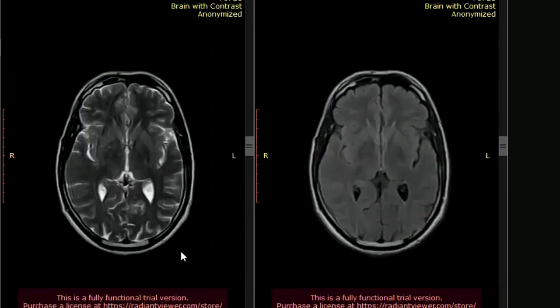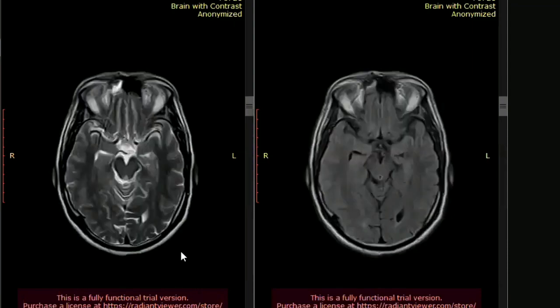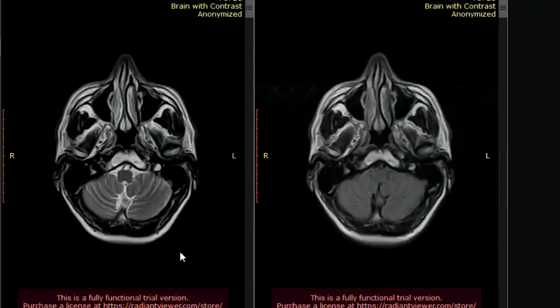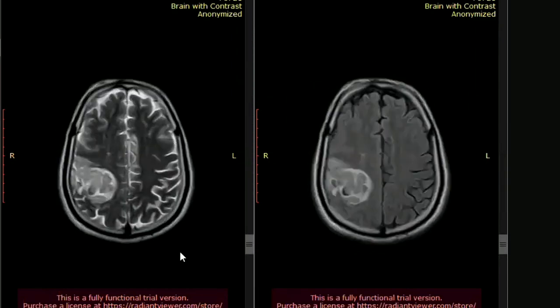These are the selected images of the CT brain and MRI brain axial window, showing T2, STIR and FLAIR images. I can appreciate a well-defined, slightly lobulated, hyperintense signal area with slightly peripherally marked intense signals, and it's also hyperintense on the FLAIR images and not suppressed.